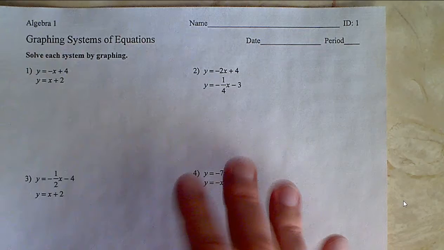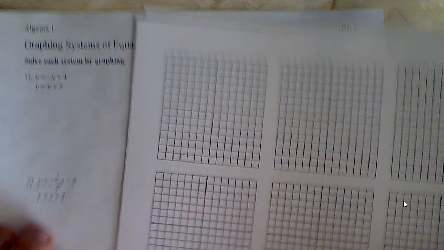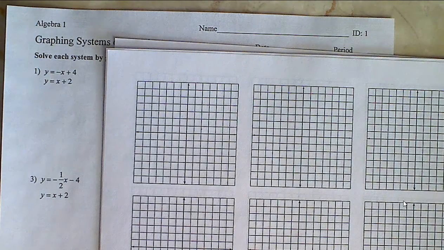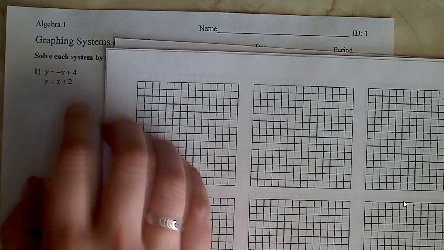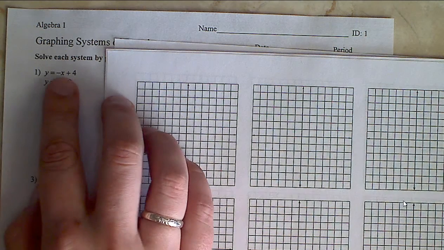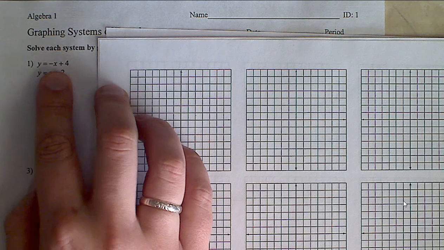Okay, so let's take a look here. Question number 1. You've got the 2 graphs here. I'm going to put my piece of graph paper right next to it. y equals negative x plus 4, and then y equals x plus 2. First of all, if there's no number in front of x, what number is really there? 1. So let's graph the first one here.